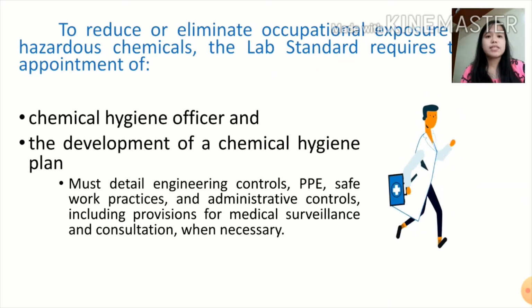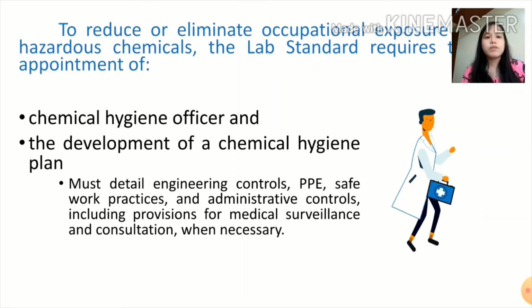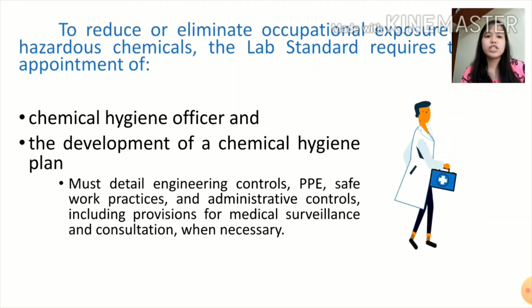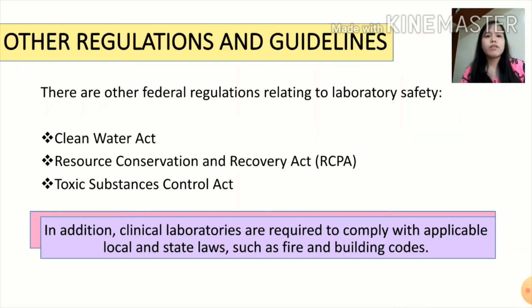The chemical hygiene plan must detail engineering controls, PPE, safe work practices, and administrative controls, including provisions for medical surveillance and consultation when necessary. There are other regulations and guidelines, the federal regulations relating to laboratory safety. They are the Clean Water Act, Resource Conservation and Recovery Act, and Toxic Substances Control Act. In addition, clinical laboratories are required to comply with applicable local and state laws, such as fire and building codes.